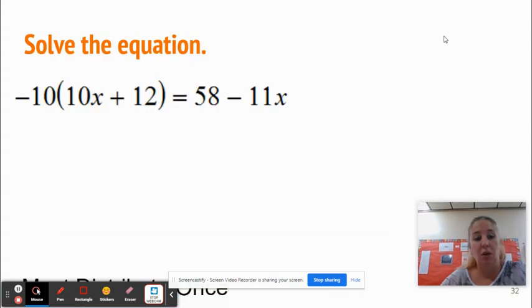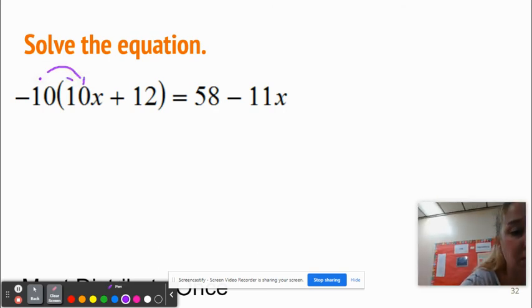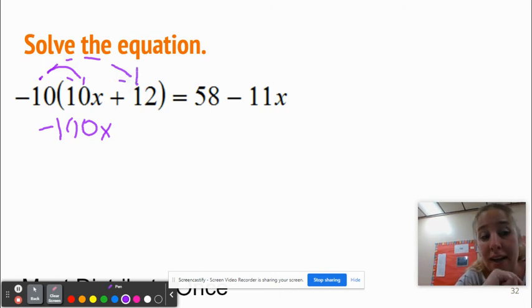Okay. So just like we were talking about distributive property, parentheses first, we're going to start by distributing so we don't have to deal with these parentheses anymore. So I'm going to take this negative 10 and distribute it in. Negative 10 times 10x is negative 100x. Then I have to take this negative 10, distribute it to the 12. Okay, so negative 10 times positive 12 is negative 120.